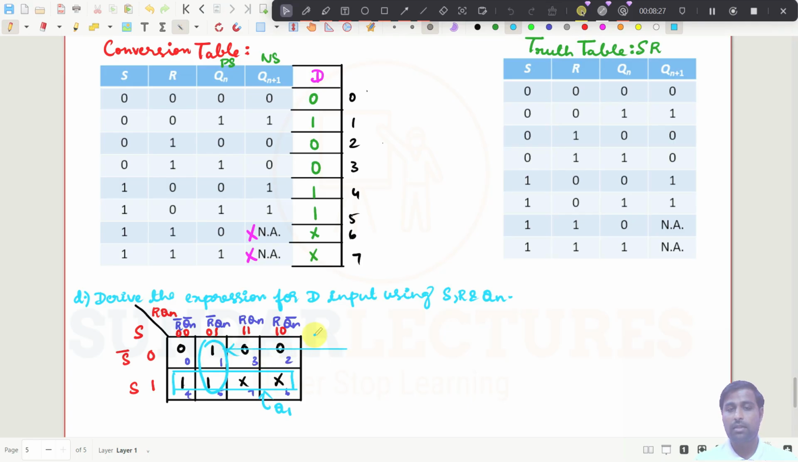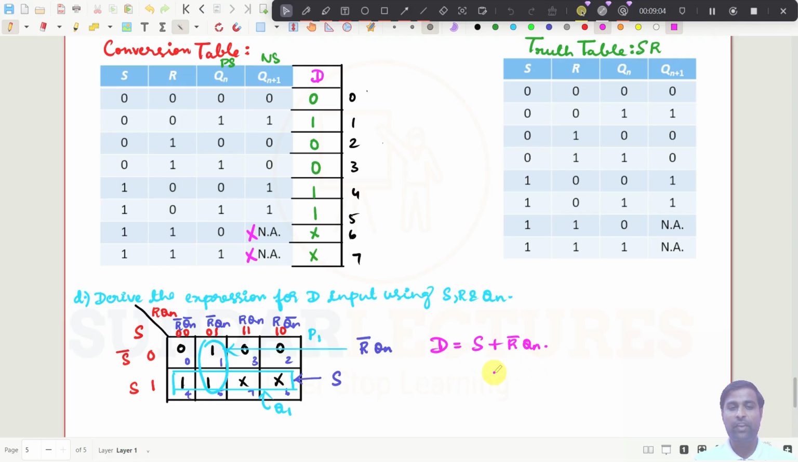So this is pair number 1. And what is the equation for this one now? For this pair, I only need to write this one. So it is R bar Qn, that is for pair number 1. And for this quad, I need to write straight away it is S, right? So what is the equation we have finally derived for the D input? This is the D input, that is S plus R bar Qn. So this is the expression we are getting for D input.